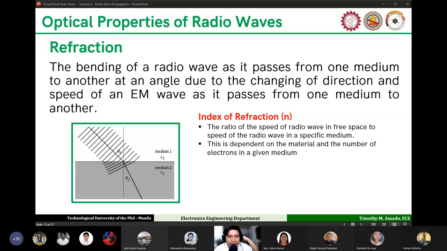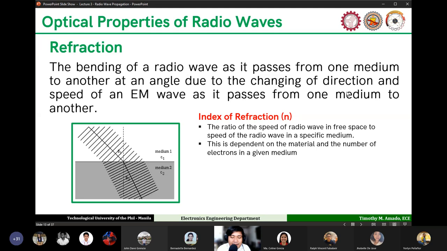So again, bending of the radio wave here is because of the difference in the speed, but hindi siya nagbe-bend talaga. Hindi siya binibend, ha? So iba kasi 'yon. Mamaya pag-uusapan natin paano pag na-bend mismo yung radio wave natin. Yung bending is because of the difference of the speed. Okay? So bakit magkaiba yung speed sa magkaibang medium?